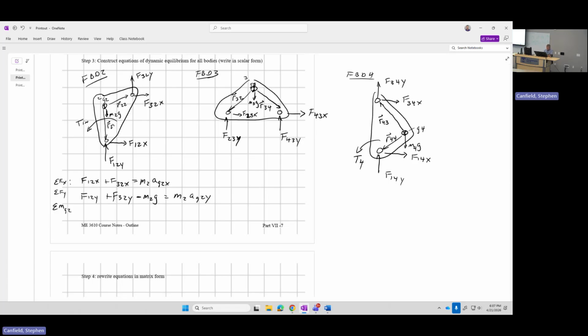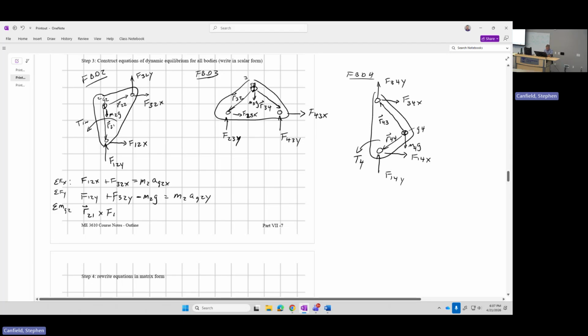Finally, the moments. Okay, so what do I get for moments? Well, a moment is defined as an r vector times an f vector. So I get r21 vector crossed with the f12 vector plus r22 vector crossed with the f32 vector. Okay? These are vectors.